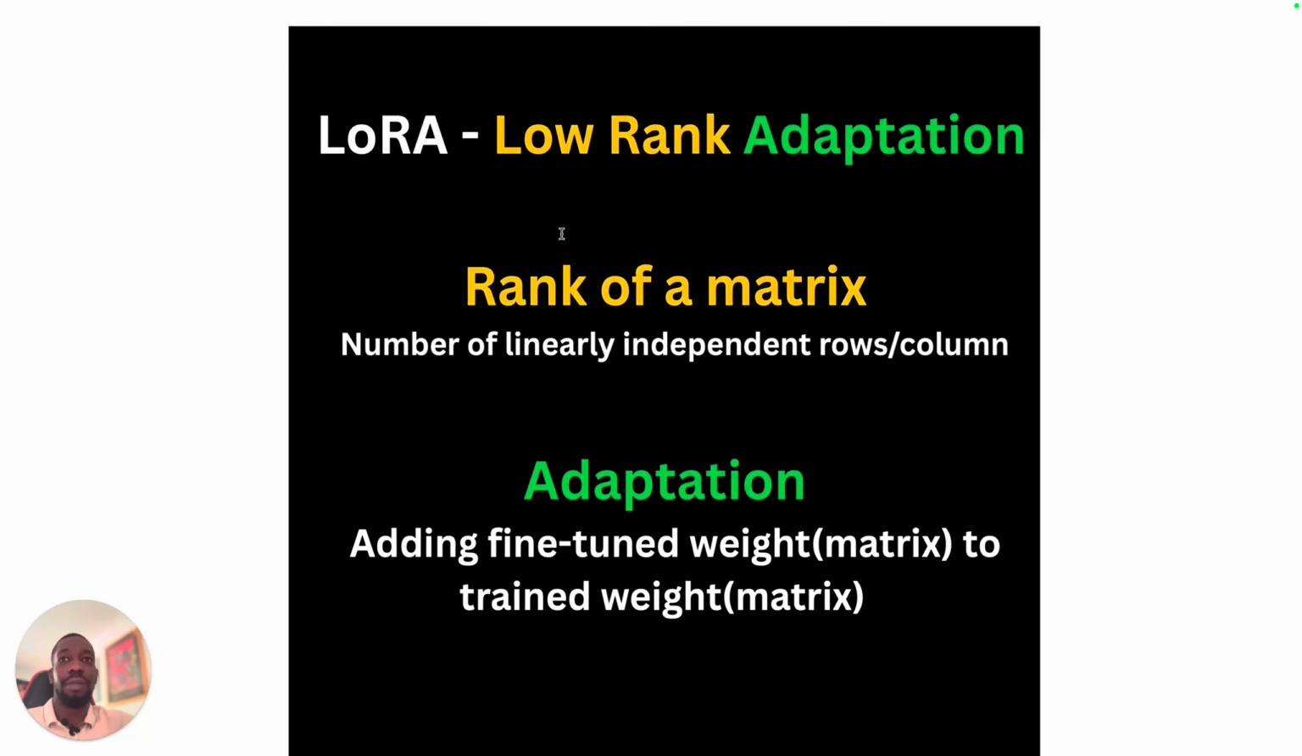So what is LoRA? You can divide the word LoRA into two: low rank and adaptation. The rank is the number of linearly independent rows or columns. And adaptation is just that we freeze all the parameters of the trained model, then create new fine-tuned parameters, and add both of them together. That's all we do in fine-tuning.